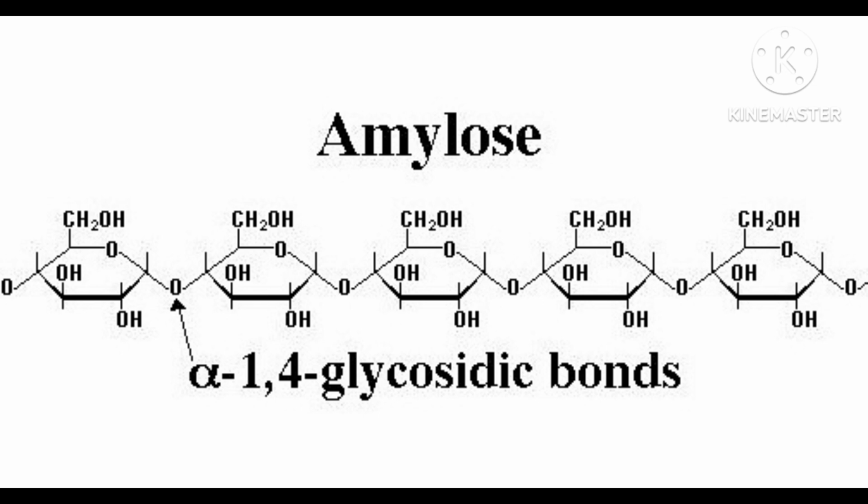Disaccharides have only 2 units. Oligosaccharides have maybe 2, maybe 3, more than 3, maximum 10. 2 to 10 units are present in oligosaccharides. Minimum 2, maximum 10. Maybe 4 also, 5 also, 6, 7, 8, 9 also. That is called oligosaccharide. But here I am discussing polysaccharides. Here a large number of monosaccharide units are joined together by a glycosidic linkage. Already I have discussed what the glycosidic linkage is.